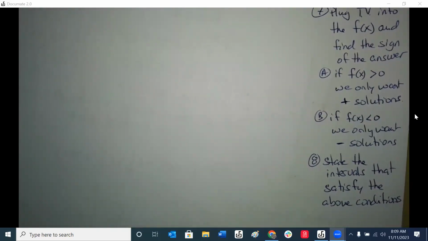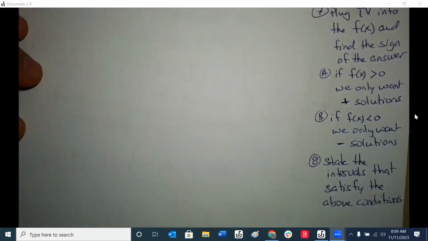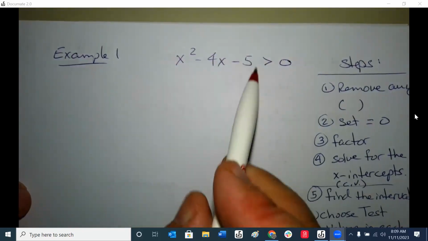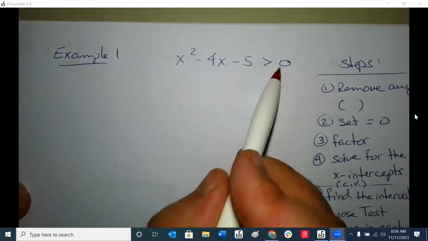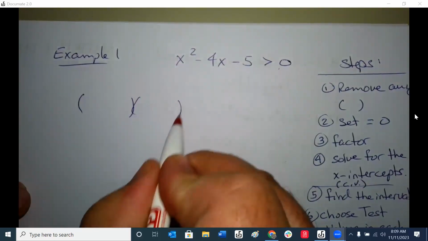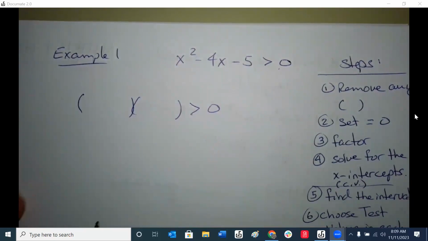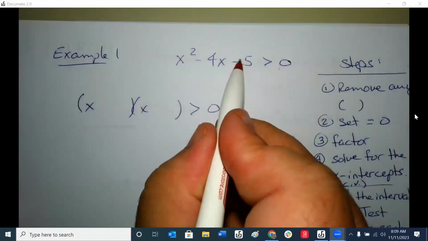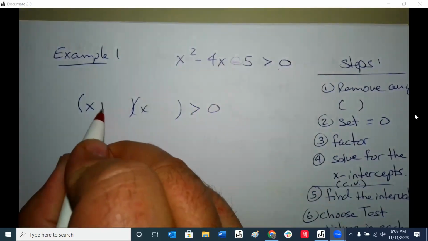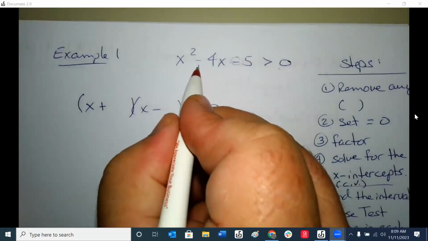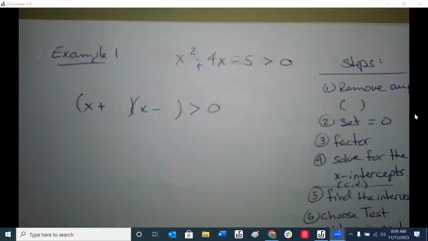Okay, let's go ahead and work this out. So those are all the steps. In our example, no parentheses. It already has equal to 0 on one side, so it's good. Now we have to factor it. So x times x gives me x squared. The second sign's a minus, so the two signs are opposite. And the bigger number will get that sign.